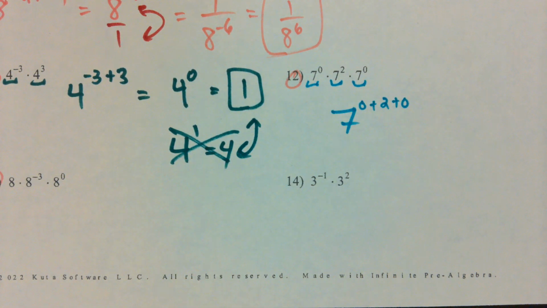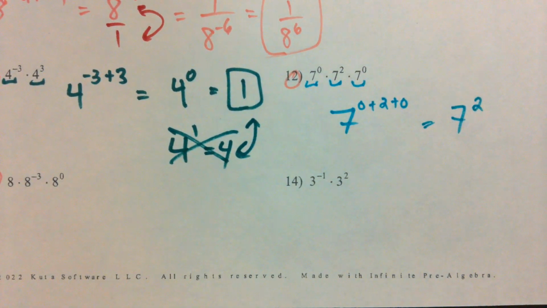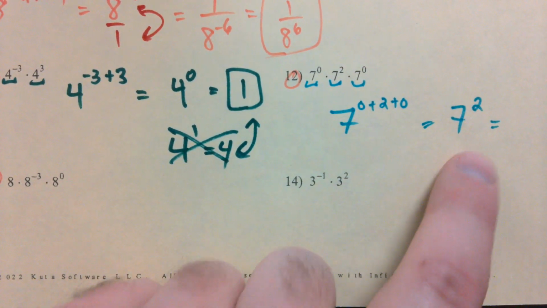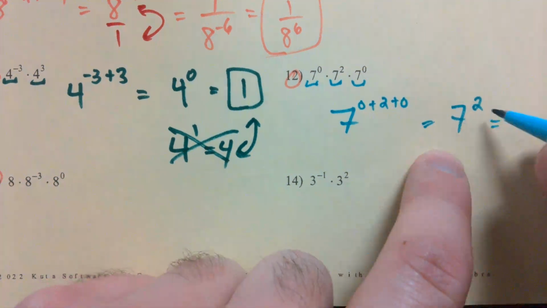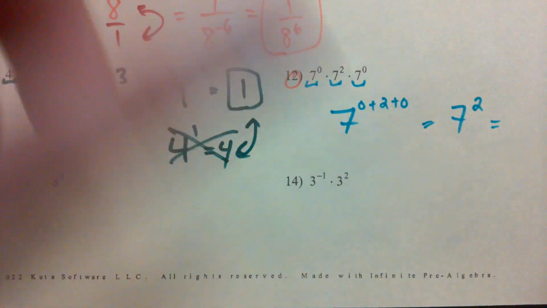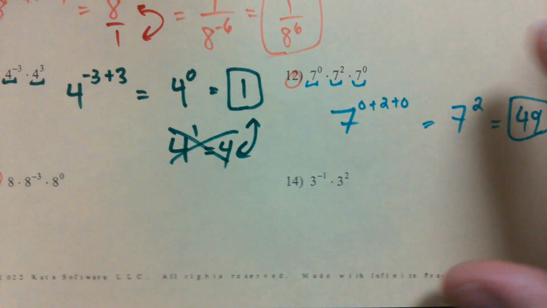What is 0 plus 2 plus 0? Just 2. Can we solve 7 to the 2nd power nice and simply? Yes, we can. What is that equal to? 7 to the 2nd power? 7 times 7, 49. Thank you. 49 is what we get, just like that.